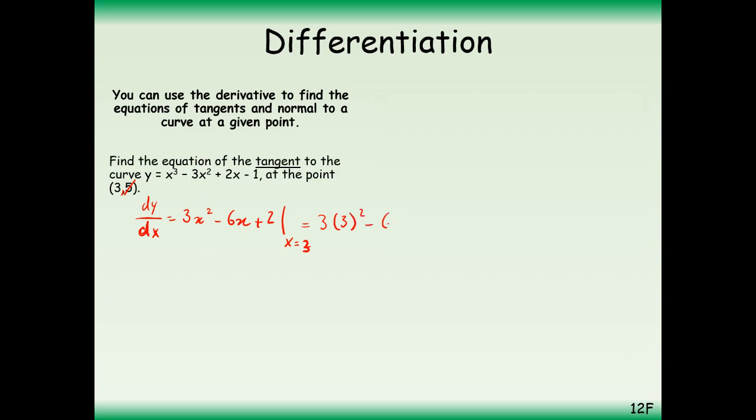squared minus 6 times 3 plus 2. So this is going to tell us that the gradient of the tangent is 27 minus 18 plus 2. So 29 minus 18 is 11. So now we know m. Okay, this is the gradient of the tangent.